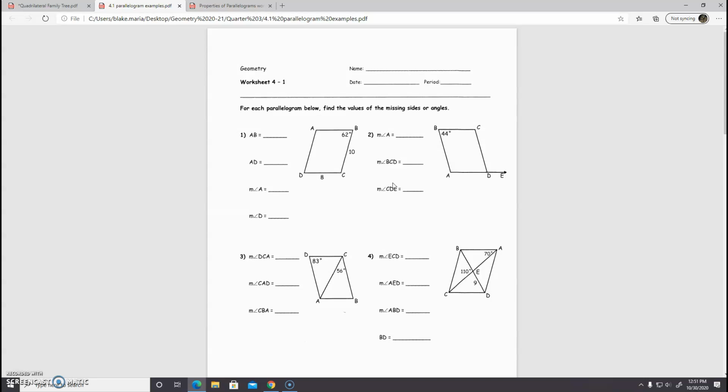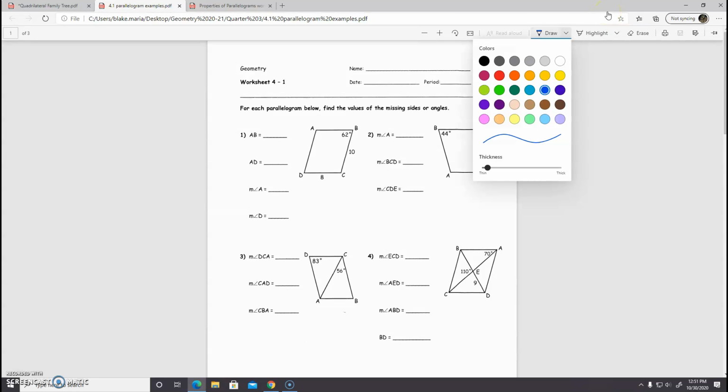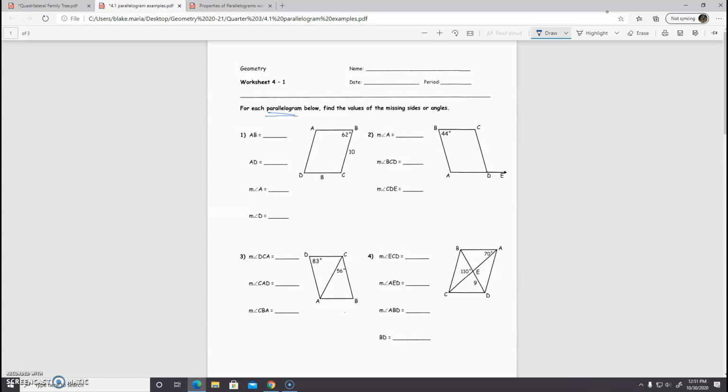So let's do a couple of examples here. For each parallelogram, they tell you it's a parallelogram. Find the missing sides or angles. So we're going to use everything we know, right? If this is 8, the opposite sides are equal. That's 8. If this is 10, opposite sides are equal. That's 10. If this is 62, opposite angles are equal. That's 62.